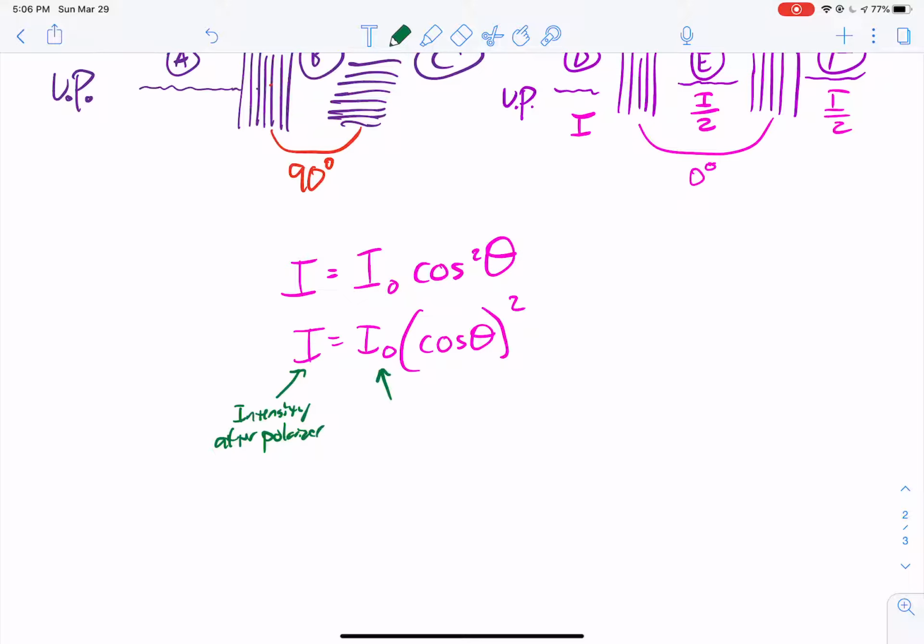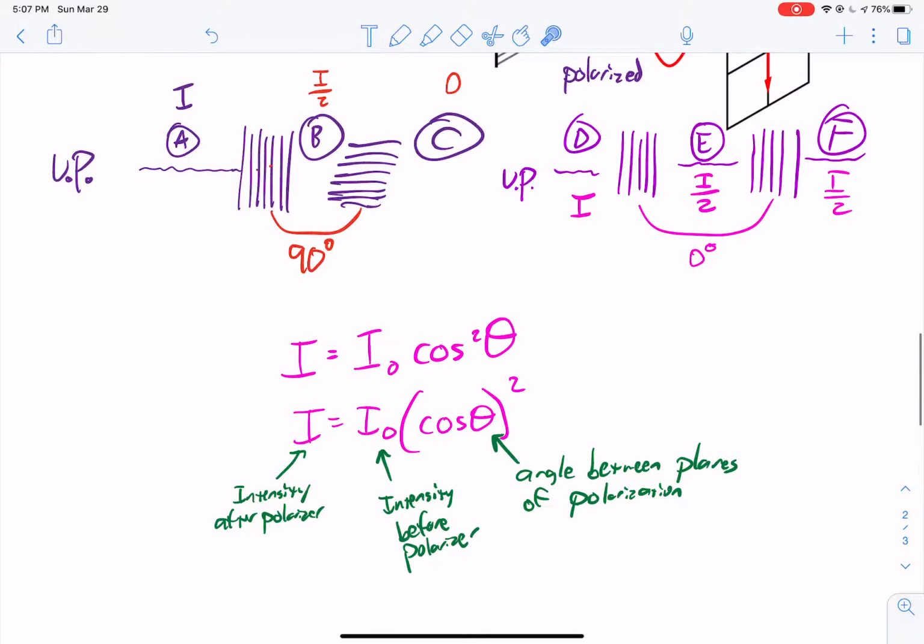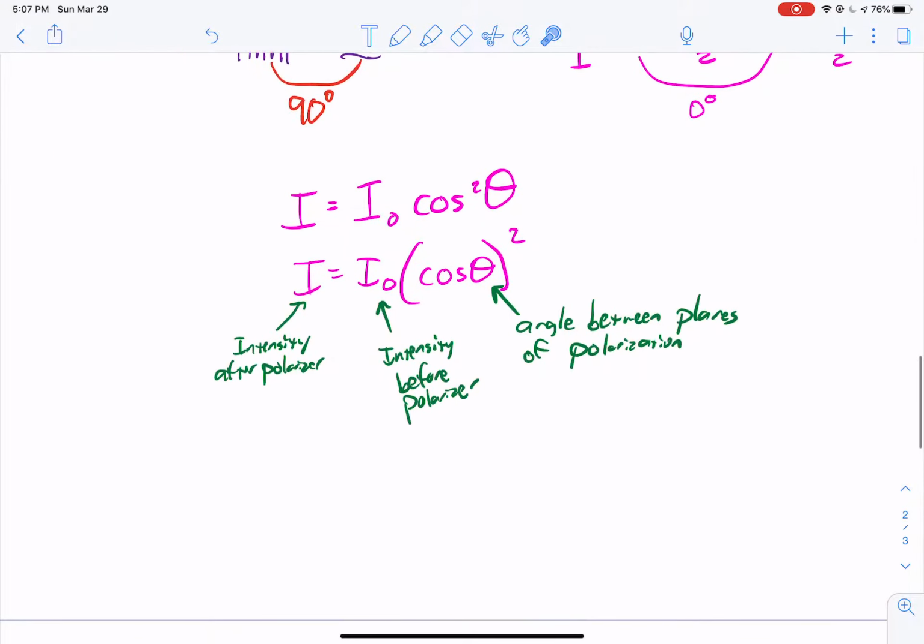I naught is the intensity before the polarizer. If you ever see a naught or a 0 as a subscript to something, that is typically going to mean that it's before. It's the intensity at time is 0, maybe. Theta is the angle between planes of polarization. Typically, what's going to happen is just like we did above, you'll have two polarizers. They'll be at a certain angle to each other. And so that's sort of how that's going to work.